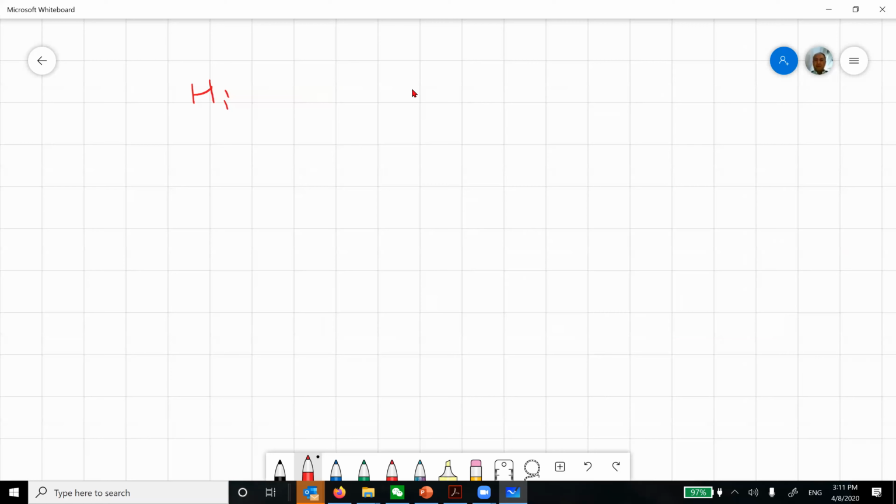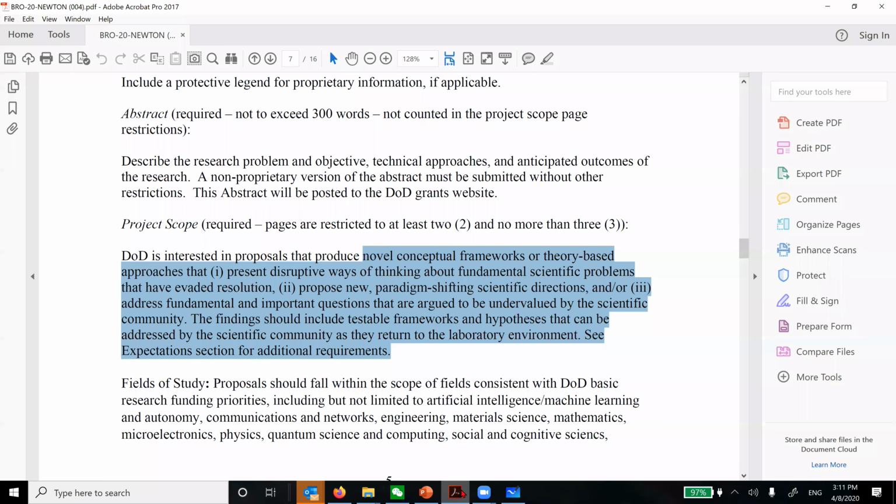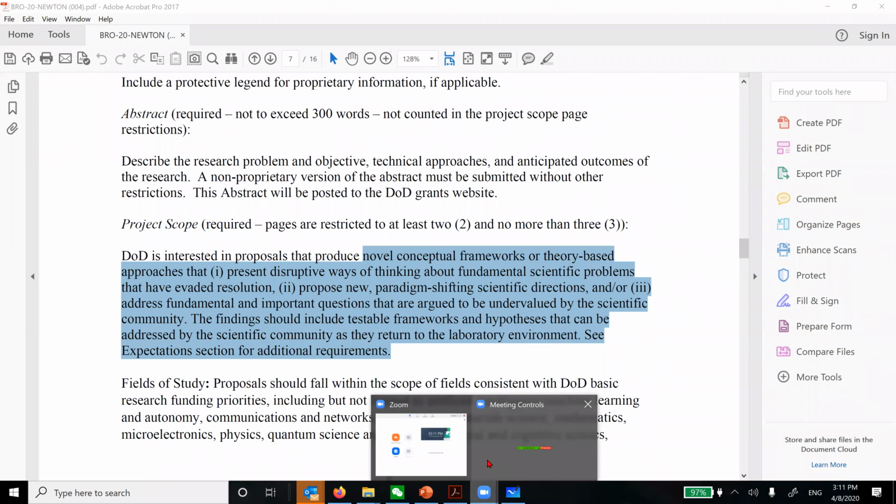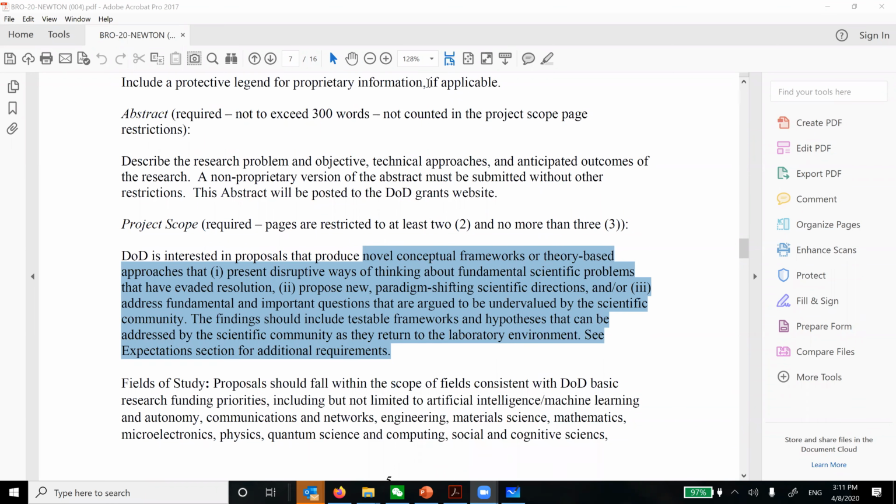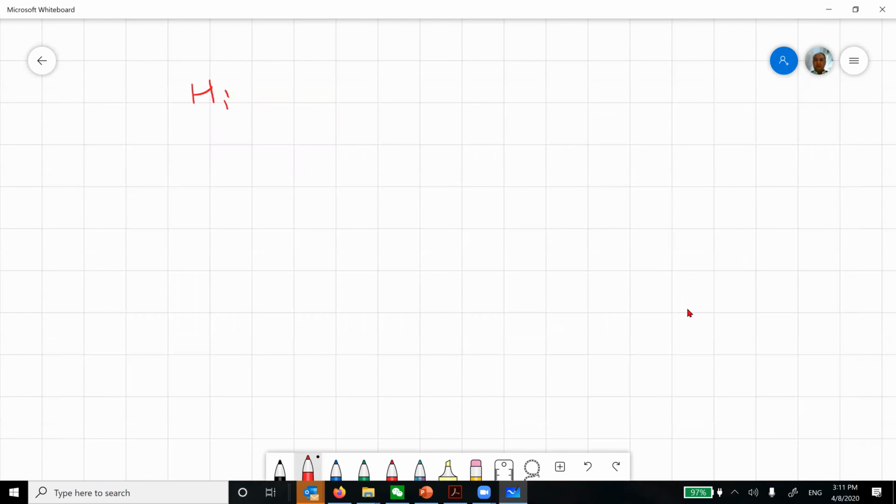Can you see? I think you can see, right? So let me see. Yeah.